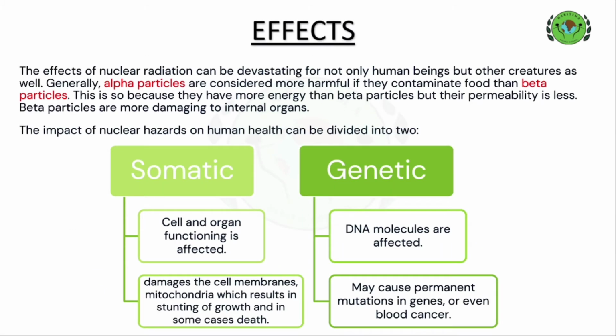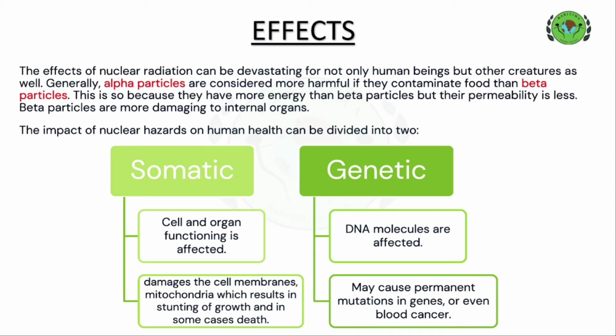Effects. The effects of nuclear radiation can be devastating for not only human beings but other creatures as well. Generally, alpha particles are considered more harmful if they contaminate food than beta particles. This is so because they have more energy than beta particles, but their permeability is less.